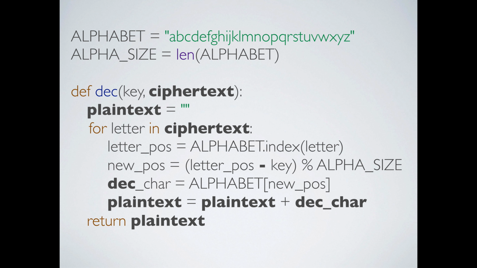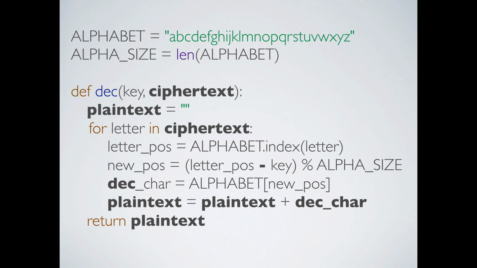So again, the idea here is that we're going to go through each letter in the ciphertext, and as we're doing that, we're going to determine the new letter in the plain text. So we start with plain text being empty, because that's what we're building up. Whenever we do the math, which is what we're doing on this new position line, we're just going to reverse the math from encryption.